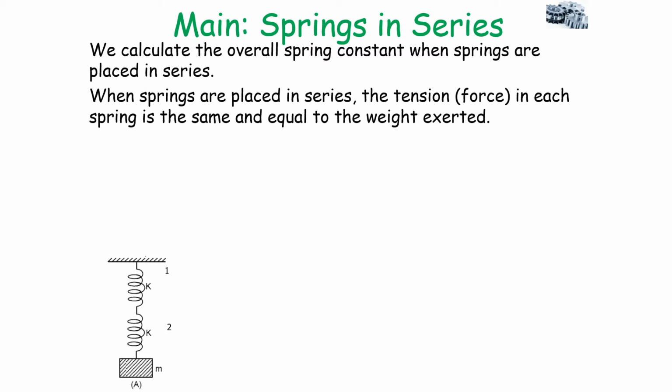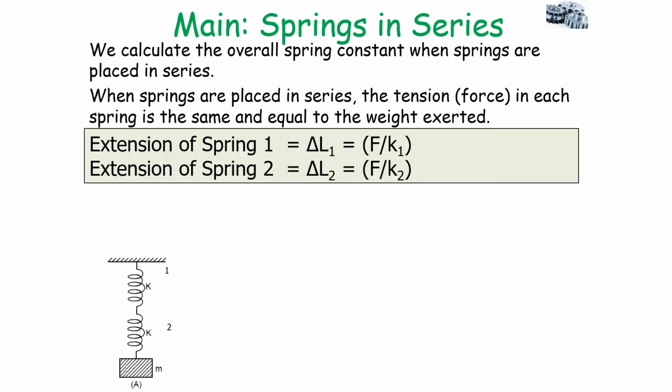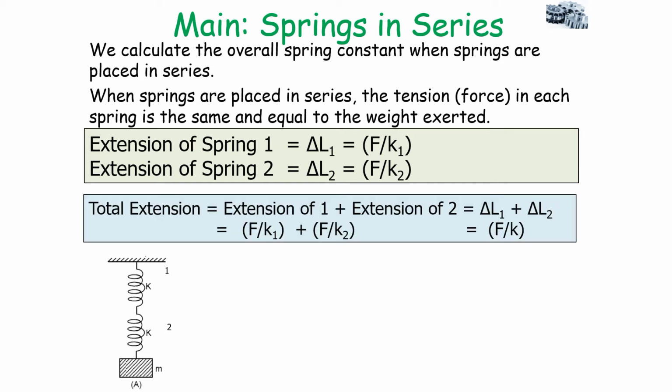So we can calculate the overall spring constant when the springs are placed in series, because we know that the tension in each spring is the same and equal to the weight exerted. So you know that extension, which is delta L, is going to be F over k. Now we know the total extension is the extension of 1 plus the extension of 2 as they're linked next to each other.